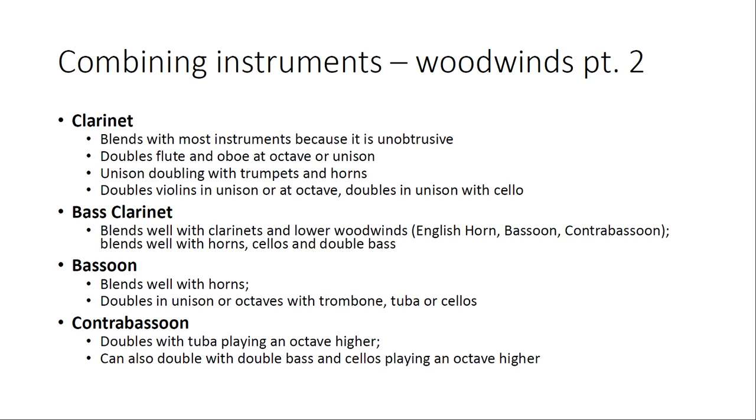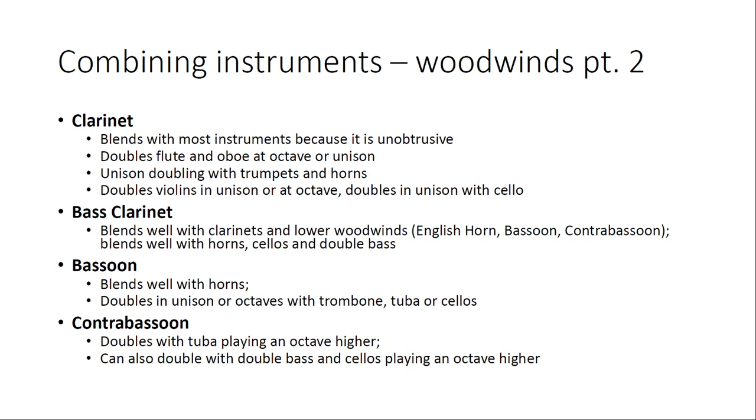The bassoon and contrabassoon, they're from the same family. The bassoon blends well with horns, but it can also double the trombone, tuba, or cellos in unison. But again, depends on what the trombone and the cellos are playing. Make sure it doesn't exceed the range of the bassoon. But it can also double it an octave lower, which can usually be the case, especially with cellos and trombones, for the most part.